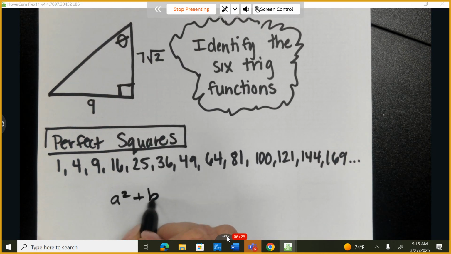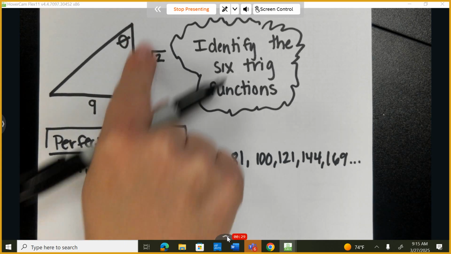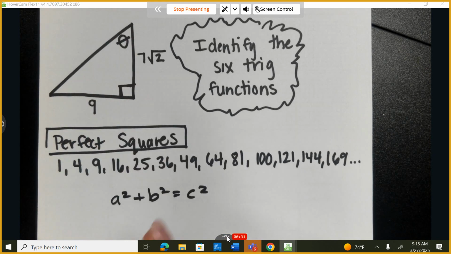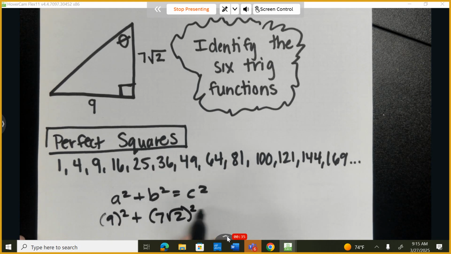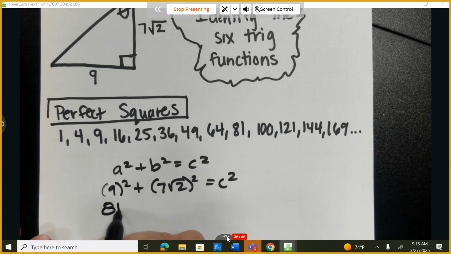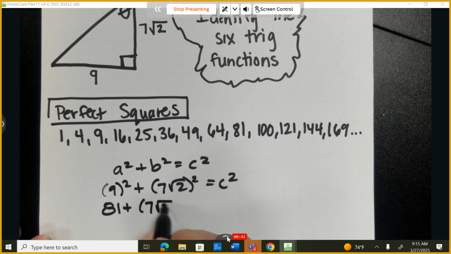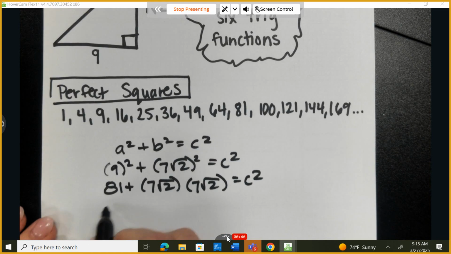A squared plus b squared equals c squared. It does not matter which leg I refer to as A and which leg is B. So 9 squared plus 7 square roots of 2, squared, equals c squared. Now I know 9 squared is 9 times 9. 9 times 9 is 81. I'm going to write this out because I see a lot of students making the simple error here. And I'm going to point out where they make the simple error.